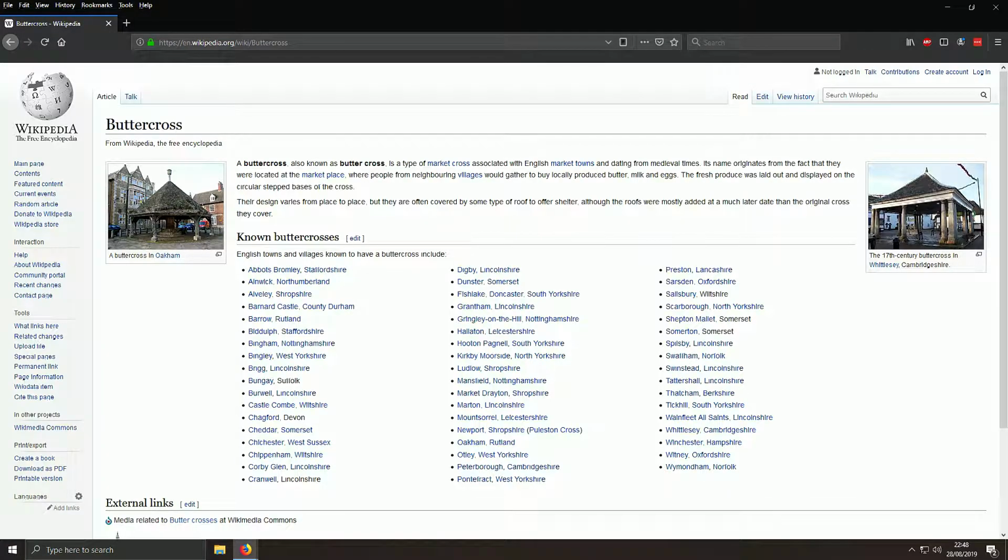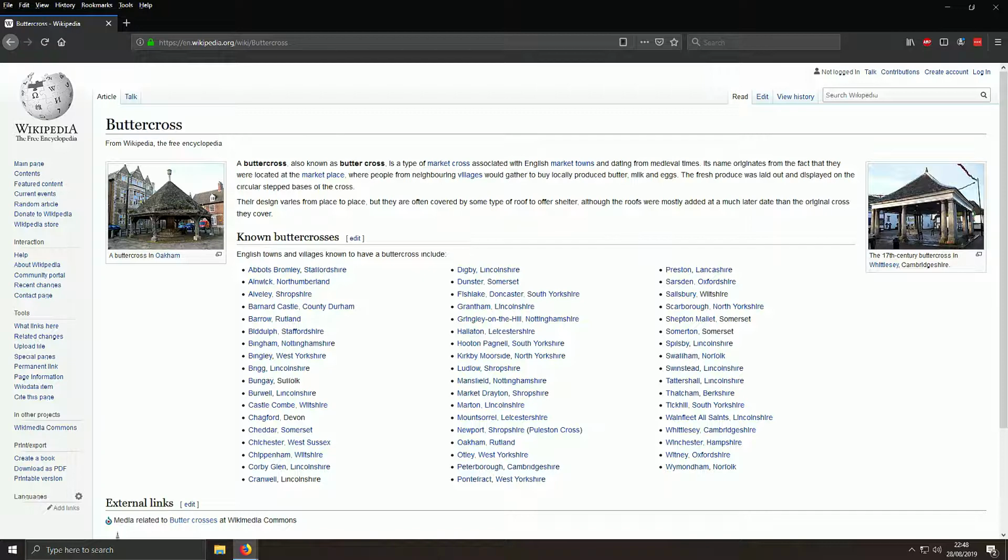Okay, so here it is, buttercross. A buttercross is a type of market cross associated with English market towns and dating from medieval times. Its name originates from the fact they were located at the marketplace where people from neighbouring villages would gather to buy locally produced butter, milk and eggs. The produce was laid out and displayed on the circular steps based on the cross. Their design varies from place to place, but they are often covered by some type of roof to offer shelter, although the roofs are mostly added at a much later date than the original cross that they covered. So it dates from medieval times.